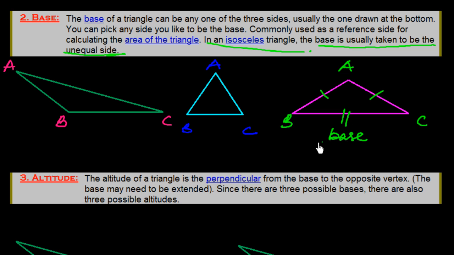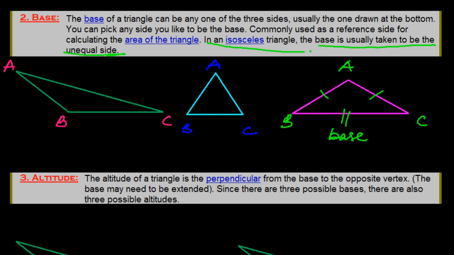So this is the base for this. Now I explain you the altitude. The altitude of a triangle is the perpendicular from the base to the opposite vertex. The base may need to be extended, as in the obtuse angle triangle, where we extend the base. I explain you now. Since there are three possible bases, there are also three possible altitudes.